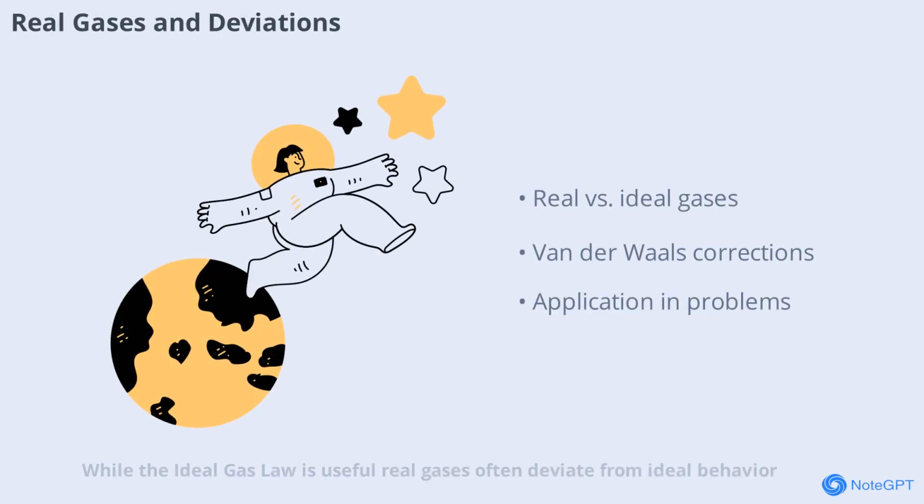While the ideal gas law is useful, real gases often deviate from ideal behavior, especially at high pressures and low temperatures. This is where the van der Waals equation comes in, correcting for intermolecular attractions and the volume occupied by gas molecules. We'll discuss the significance of these corrections and how to apply the van der Waals equation to real-world problems. Recognizing when to use the ideal versus real gas equations is a key skill in physical chemistry.